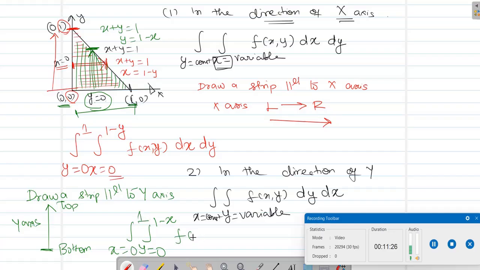Now comes your function f of x comma y, which is integrated first with respect to y and then with respect to x. So what we need to keep in mind over here in this fixing is, when we fix it in the direction of x, move from left to right. When we want to fix it in the direction of y, move from bottom to top, so that the variable limit will be taken by x in the x direction when you move from left to right, and the variable limit will be taken by y if you move from bottom to top.